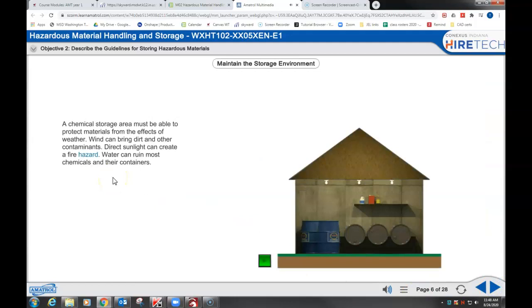A chemical storage area must be able to protect materials from the effects of weather. Wind can bring dirt and other contaminants. Direct sunlight can create a fire hazard. Water can ruin most chemicals and their containers. Most chemicals are stored so they remain stable near room temperature. An ideal storage area is climate controlled at all times.